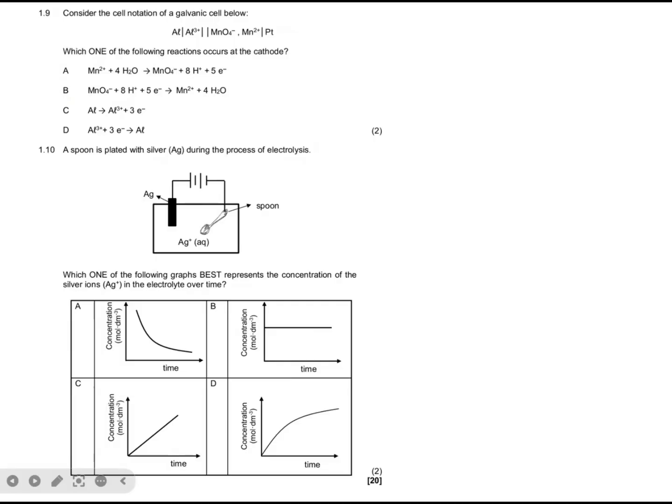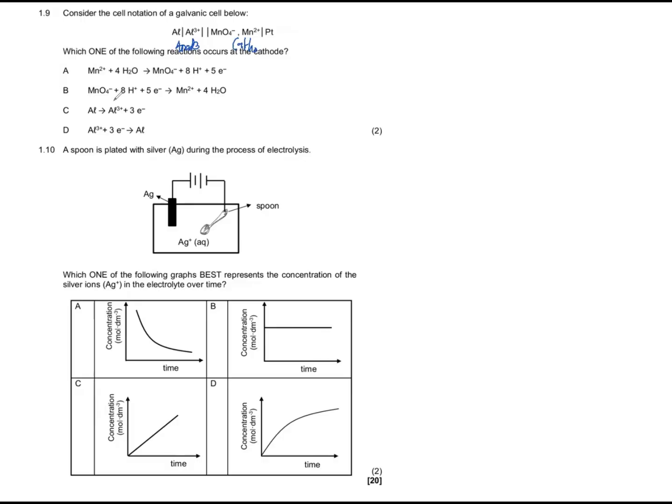1.9, consider the cell notation of a galvanic cell below. And then they say what? Which one of the following reactions occurs at the cathode, right? At the cathode. Now, obviously, we know with the cell notation, this represents what happens in the anode half cell, and this represents what happens in the cathode half cell, right? So now they're saying which one of the reactions is taking place there.